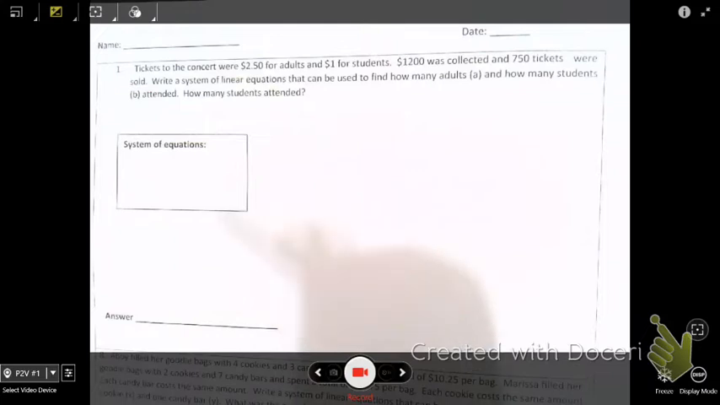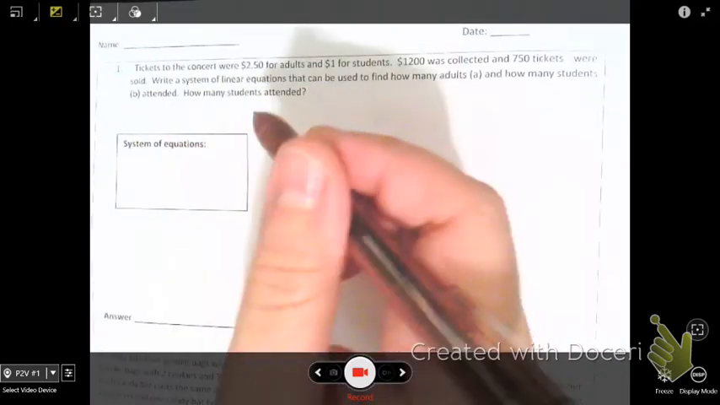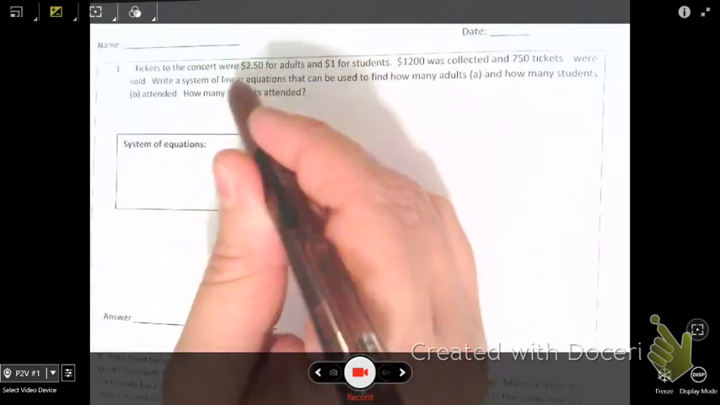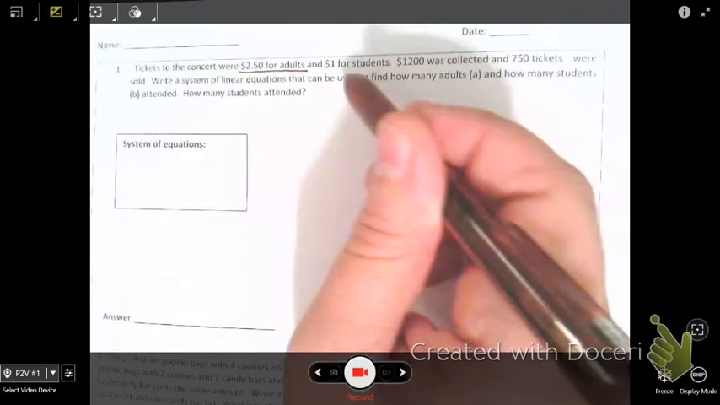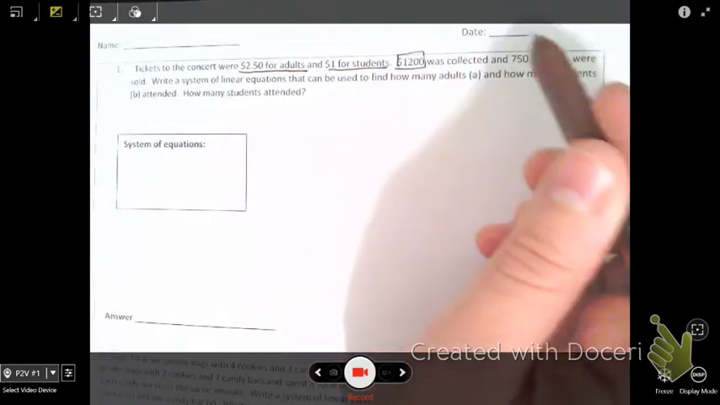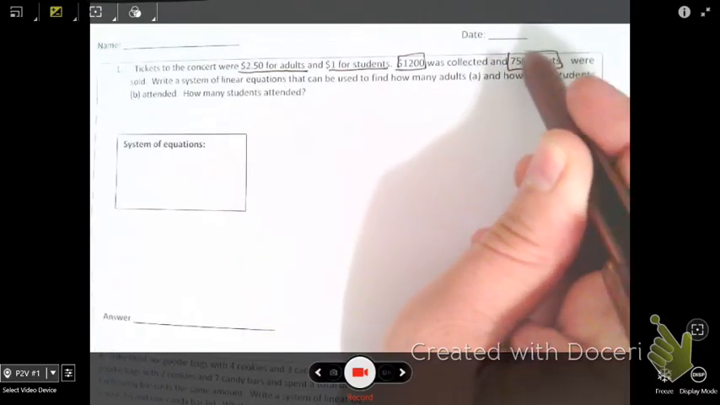Okay. Tickets to the concert were $2.50 for adults and $1 for students. $1,200 was collected and 750 tickets were sold. Write a system of linear equations that can be used to find how many adults and how many students attended. How many students attended? All right. So the first thing I'm going to do is underline key information: $2.50 for adults, $1 for students, $1,200 was collected, and 750 tickets were sold.